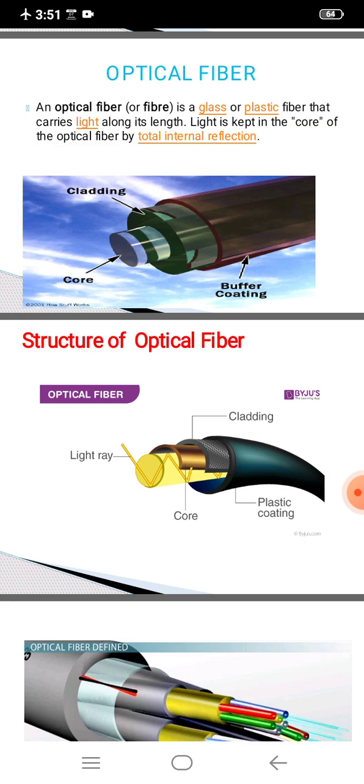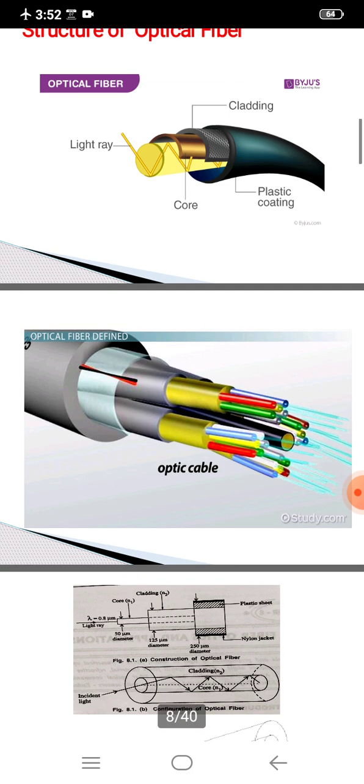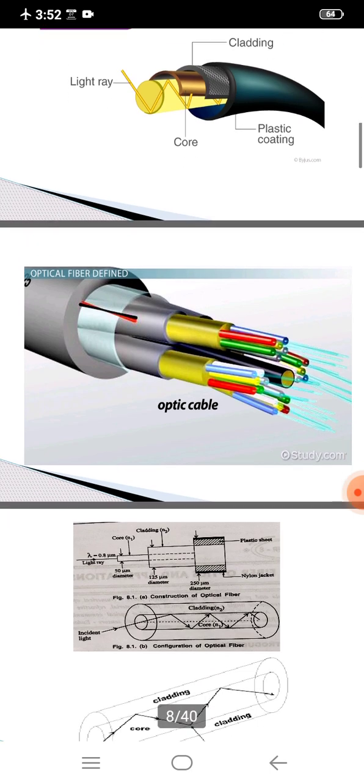So, in the structure of optical fiber, the light will be transmitted through the core material. In this picture, we can see the transmission of light. Within a single fiber, there may be a lot of fibers. Each and every fiber transmits different signals from one place to another.